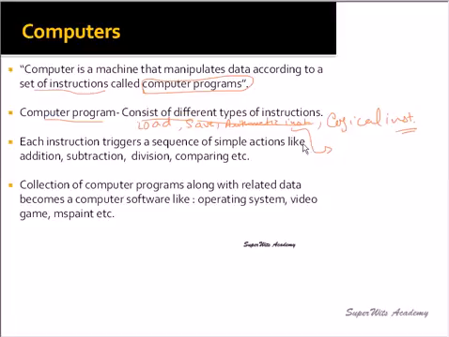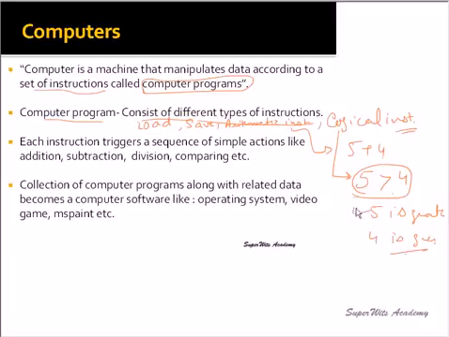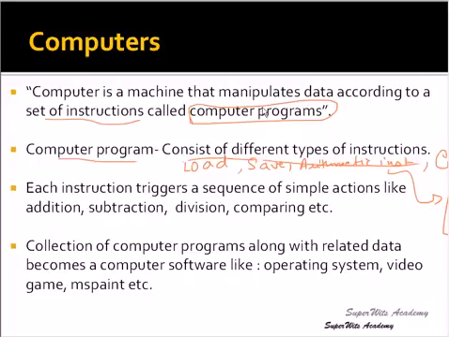So if I say arithmetic instruction, I am talking about this. If I say logical instruction, I am talking about, is 5 greater than 4? If it is greater than 4, then say 5 is greater. If not, 4 is greater, right? So in this case only 5 is greater. So basically there can be different kinds of instructions in a program, right? It depends upon what kind of problem you are trying to solve using your computer program.